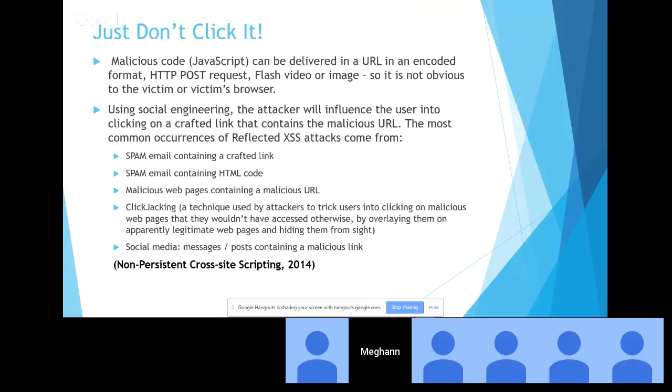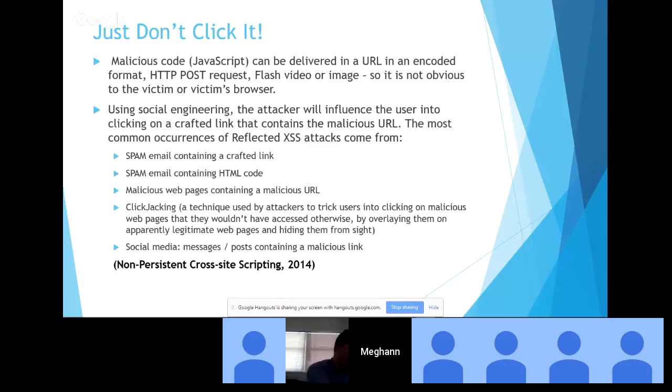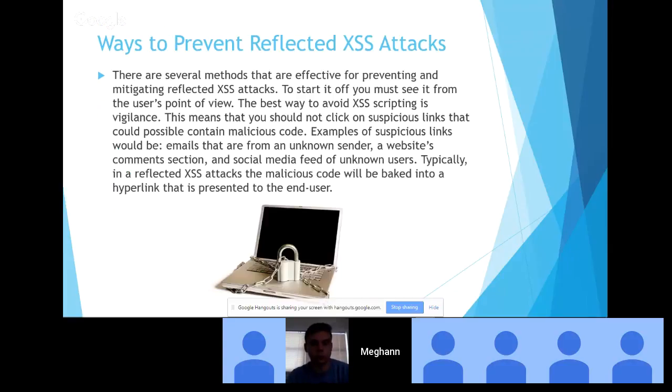Mainly you shouldn't click on anything you're not sure of, because in JavaScript you can get a malicious code in the URL, and that's when a Flash video or image is not obvious to you or your browser, so it ultimately ends up in you getting attacked. And then spam is another way. When somebody sends you a spam email, it has a crafted link, it has the HTML code, and it has malicious web pages in the URL, and that basically sums up you getting a malicious URL. And when you click on it, the attacker can then see what you're looking at. They can access your information, and it's baked in there.